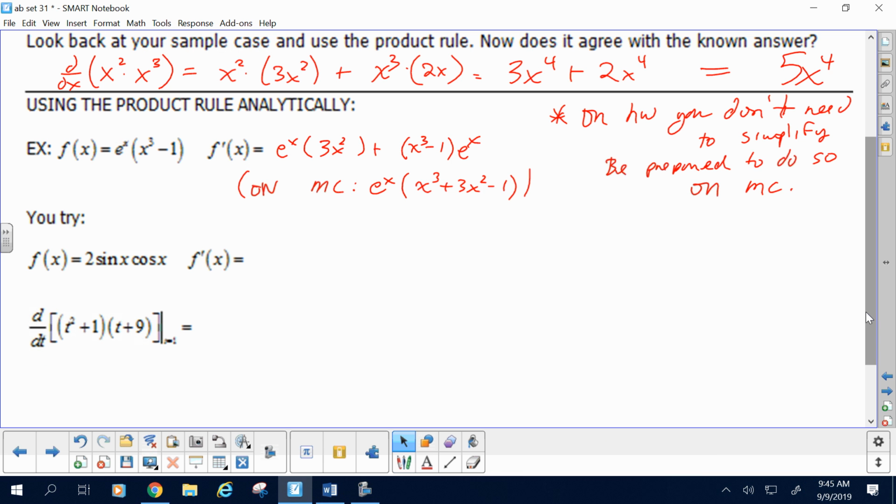Given that product f equals 2 sine x cosine x, find f prime. You do not have to simplify.